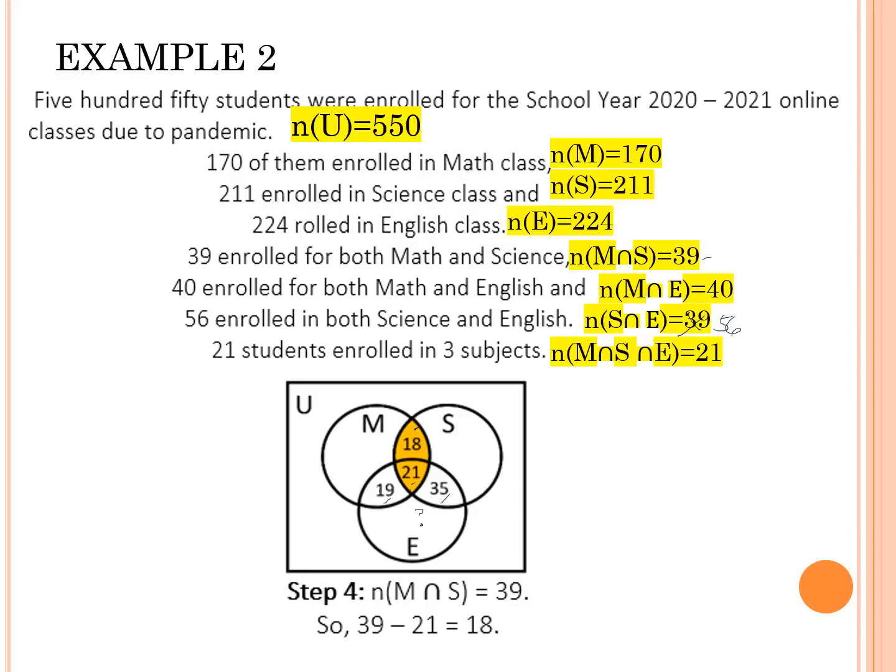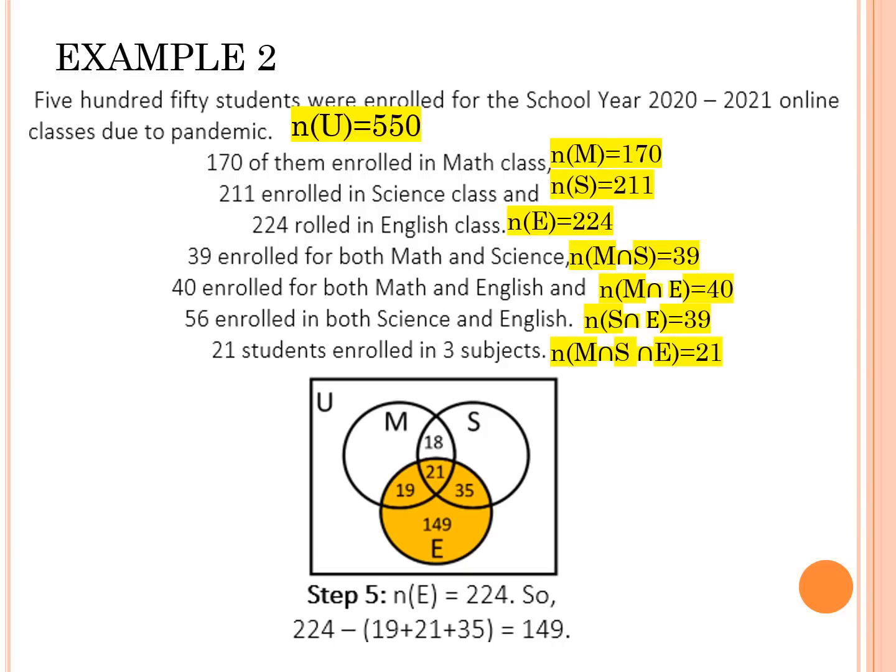That will be the next number that we will get. And when we solve for that, the answer is 149. So 224 minus the sum of these three numbers, 19, 21, and 35, the result is 149. Next, so we are done with the English class. We are done with this. Again, this is 56.